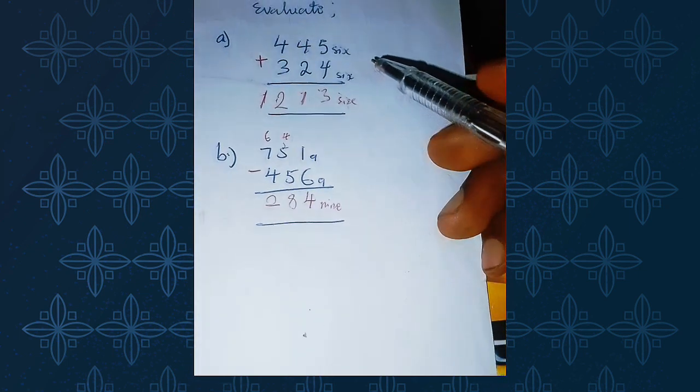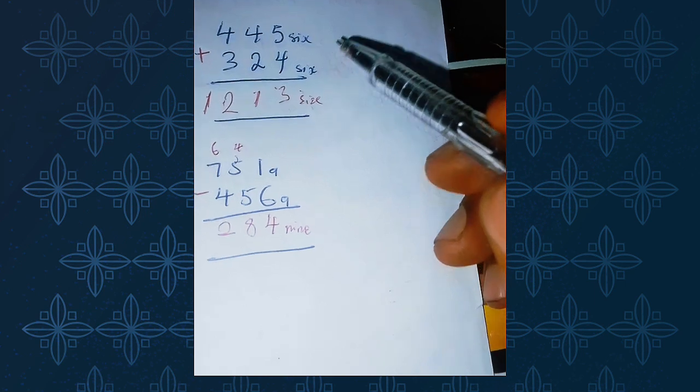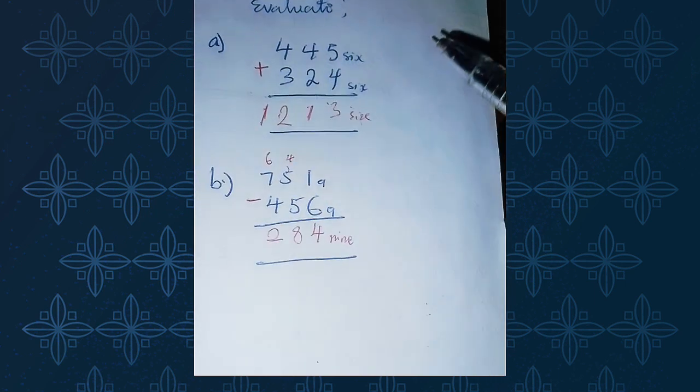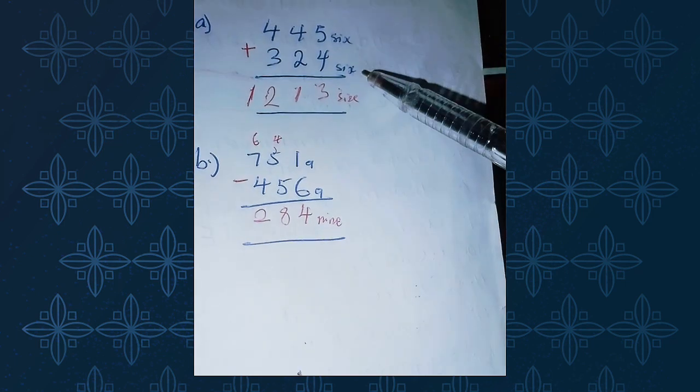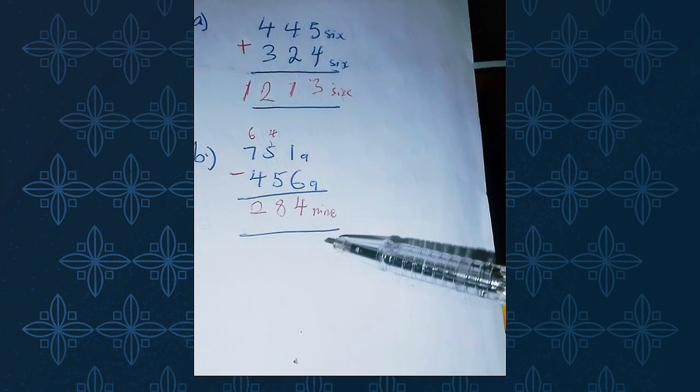So that is how you add and subtract numbers in other bases. This is how you add and subtract any numbers. You don't need to convert them to base 10 because that is a long procedure.